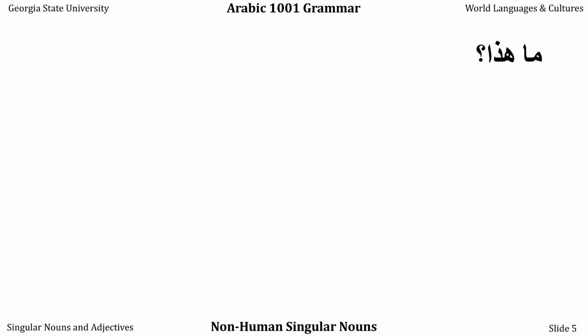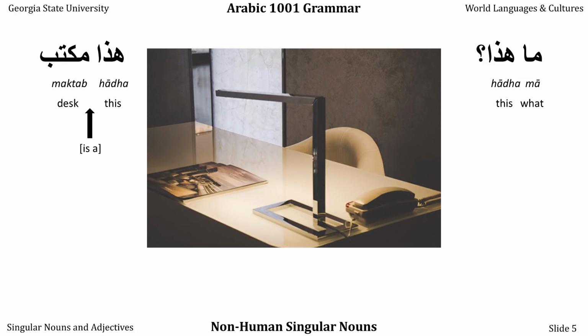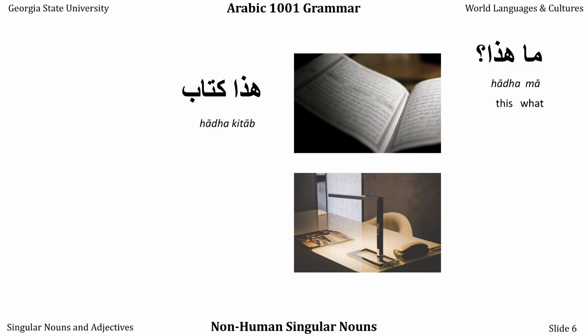Let's take a look at another word. Ma hadha. Again, this means what is this? And the answer is hadha mektab. So mektab can mean desk. It can also mean office. What it really means is a place of writing. We say hadha mektab. And what we mean is this is a desk. So we know two words already. Ma hadha, hadha kitab. Ma hadha, hadha mektab.